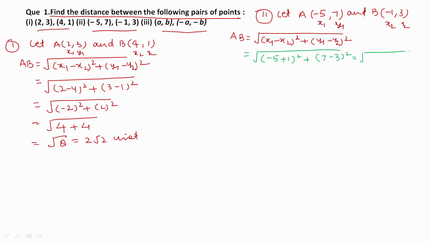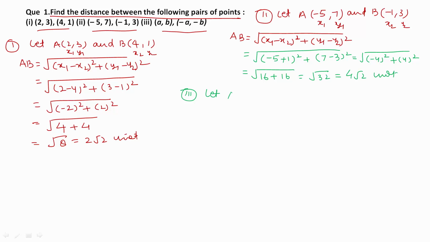The overall result is (-5 + 1) = -4, whole square, plus (7 - 3) = 4, whole square. This will be equal to under root 16 plus 16, which is under root 32, and the square root of 32 is 4 under root 2 units.